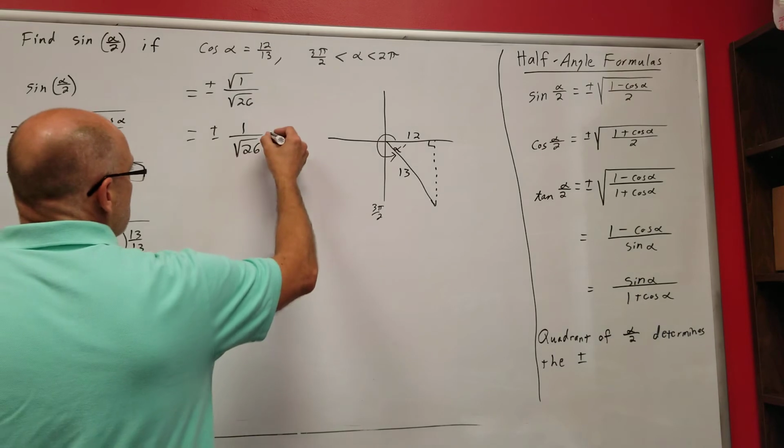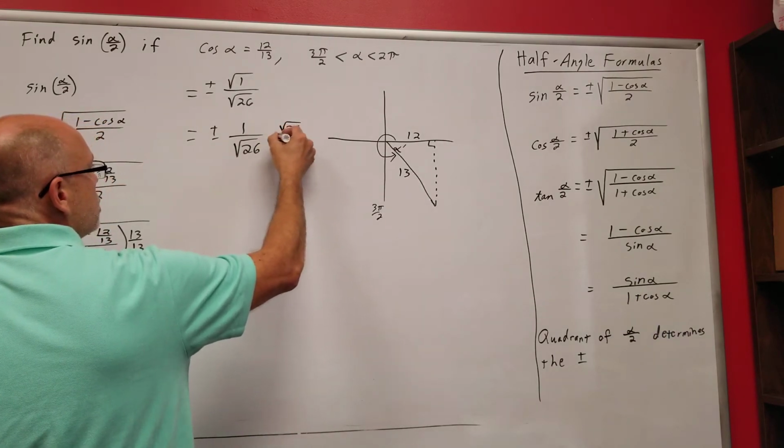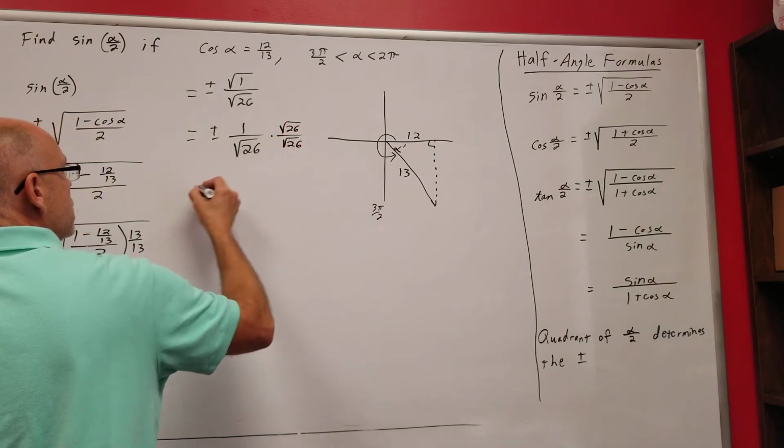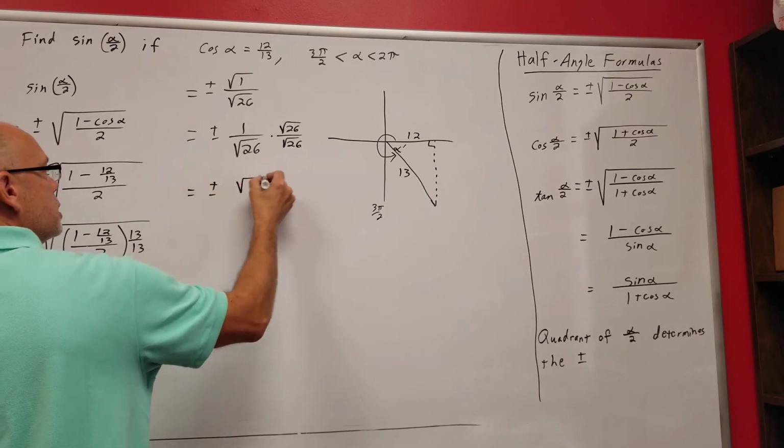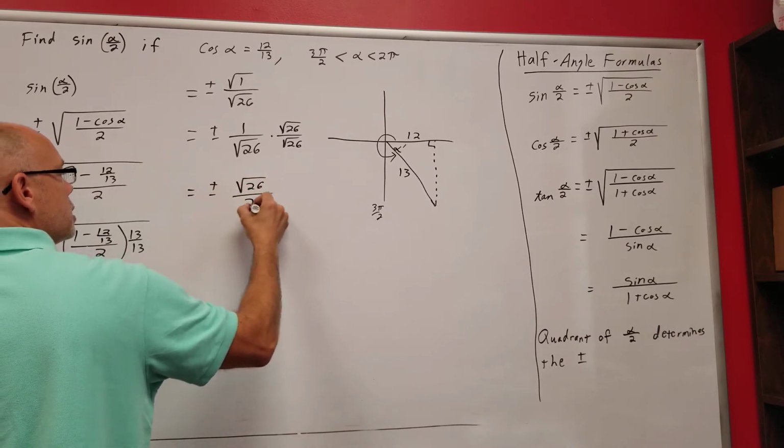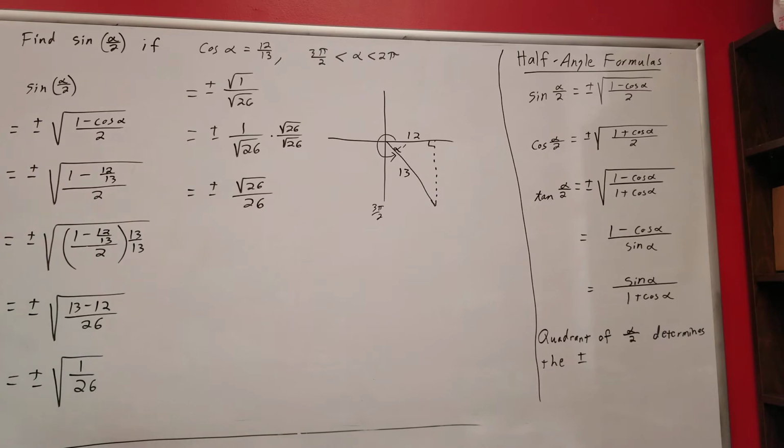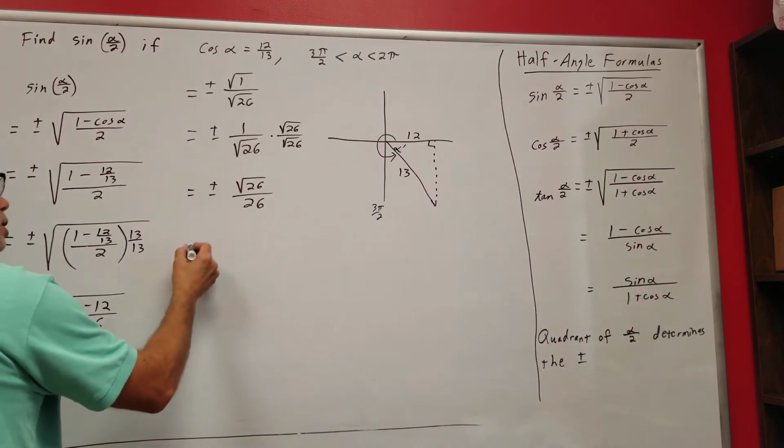Well, again, I need to rationalize. So let's multiply by the square root of 26 over the square root of 26. So that gives me the square root of 26 up top. That gives me 26 down below. All right, so what is this answer going to be?